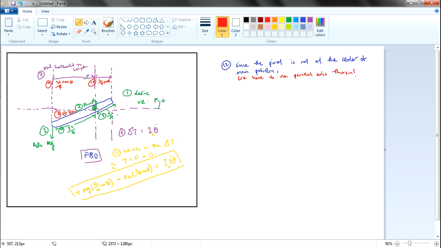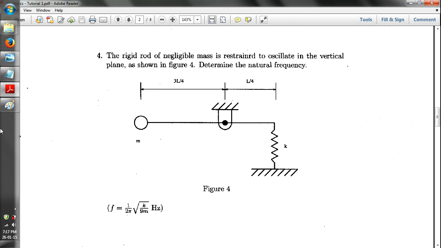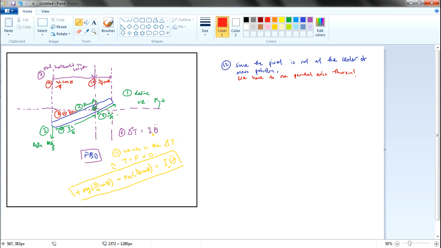So I've already drawn this thing, clearly defined anyway. Since the point is not at the center of mass position, I mean the pivot. As you can see, the pivot is not at the center of the rod itself. What we need to do is to shift it to the center of mass. If the position is clearly at the center of mass, we do not need to do this step. However, since our pivot is over here, we need to use the parallel axis theorem.